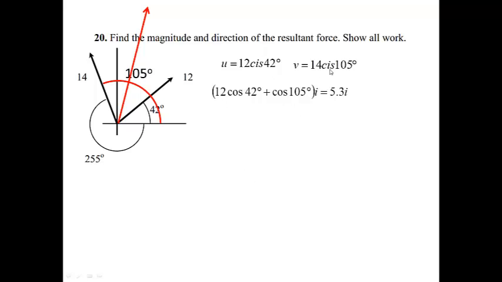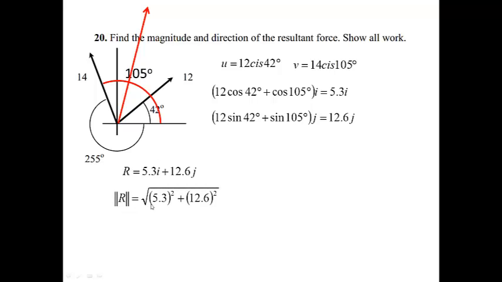Adding all the horizontal components, all the cosines together, I get 5.3i. Adding all the sines together, I get 12.6j. And then that means my resultant force is 5.3i plus 12.6j. Now we want the magnitude, so we square them, add them together, and take the square root, and get 13.7. The angle, again, we take the arctangent, and since both of these numbers are positive, we're in quadrant 1, so the reference angle is my angle. Arctangent of this is 67.2.